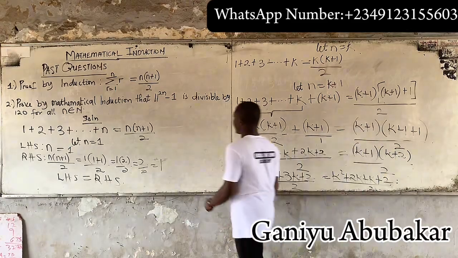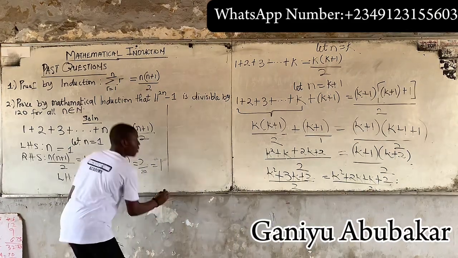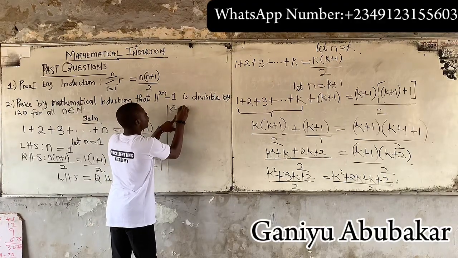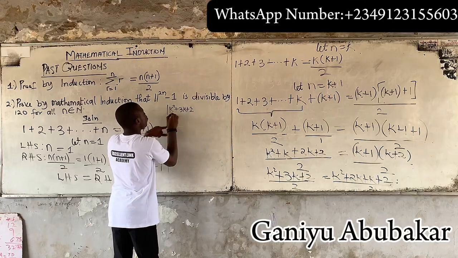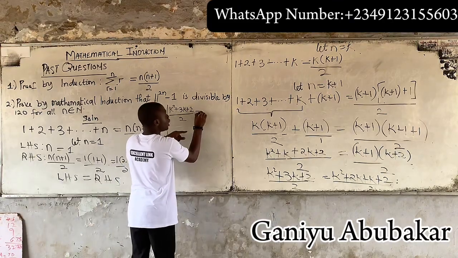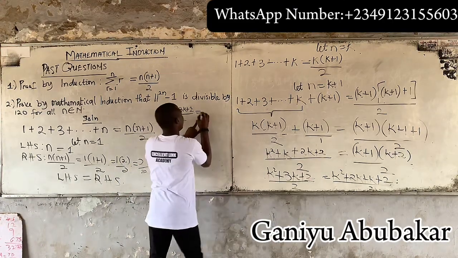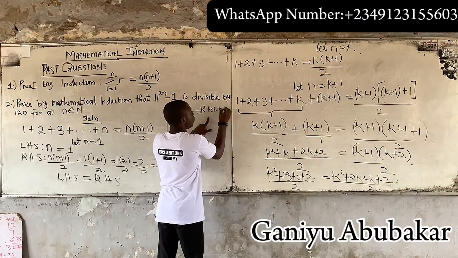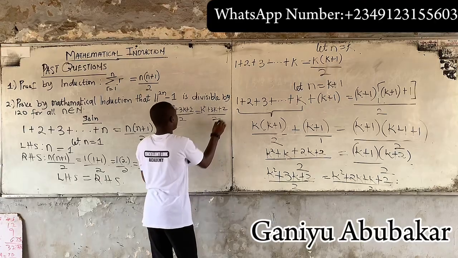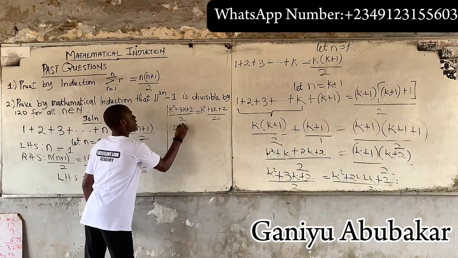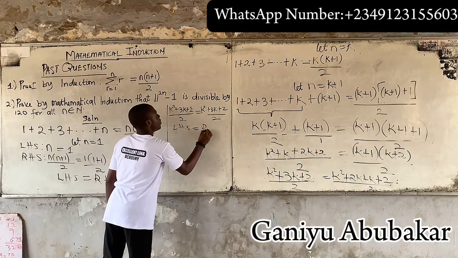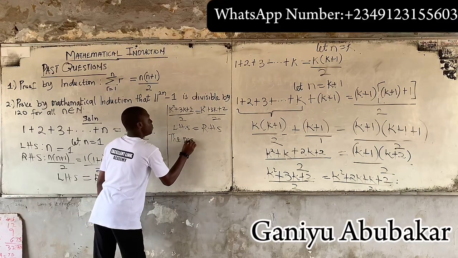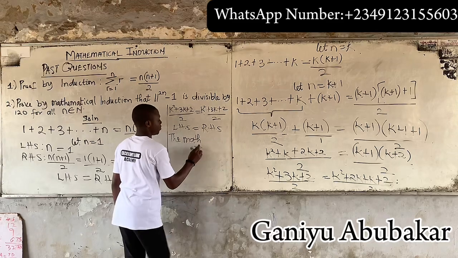Therefore, let me come here. From here, I'll have that k square plus 3k plus 2 over 2 is equal to k square plus 3k plus 2 over 2. Observe that my left hand side is now equal to my right hand side. So this is correct.